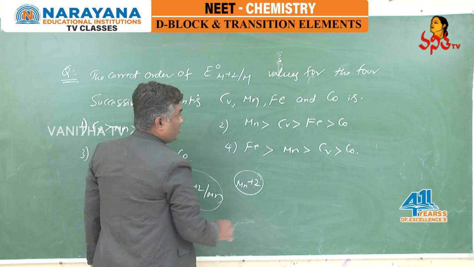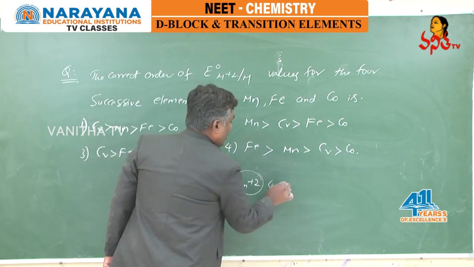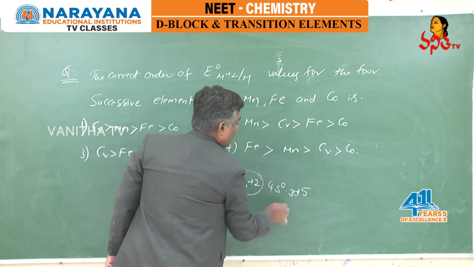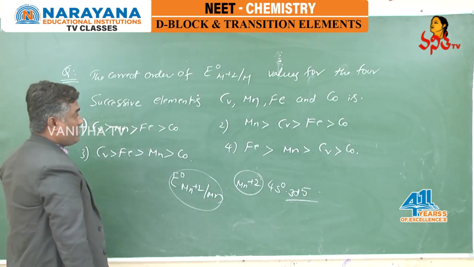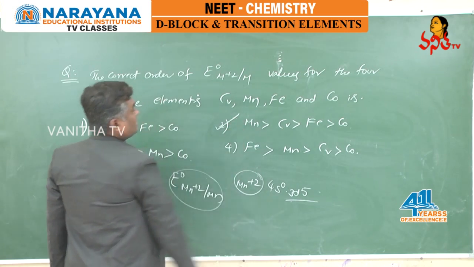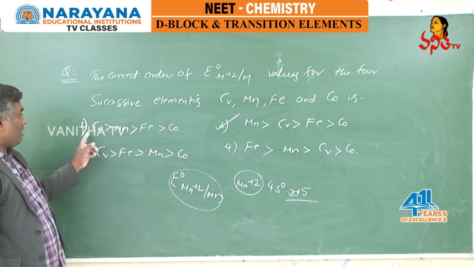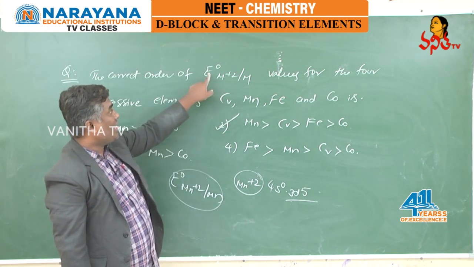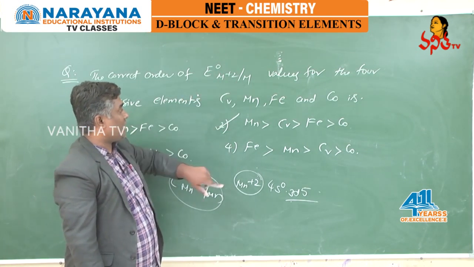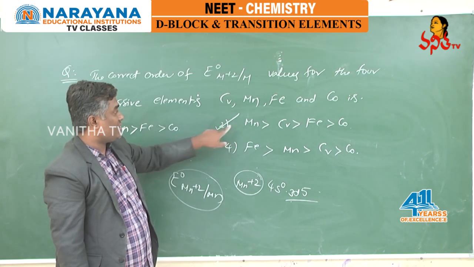Why is manganese +2 more stable? Because it has 4s0 3d5 configuration. d5 is exactly half filled, so Mn+2 is more stable. So the answer is the second option. Because in all the cases, if you see, manganese +2 is more stable. E naught of M+2/M they are asking, so manganese is highest, so the second option is the correct one.